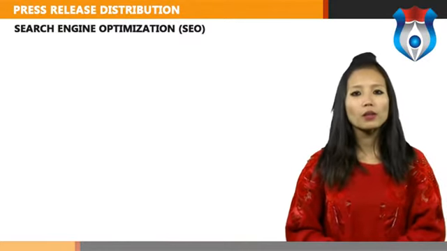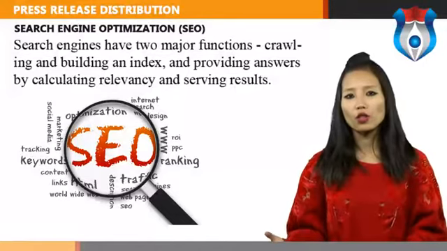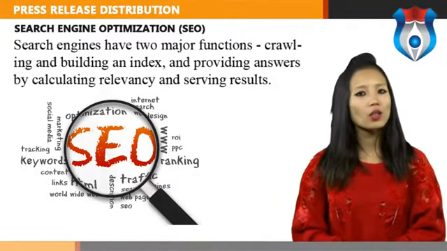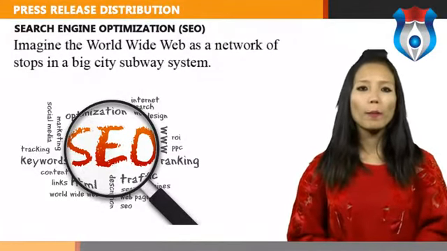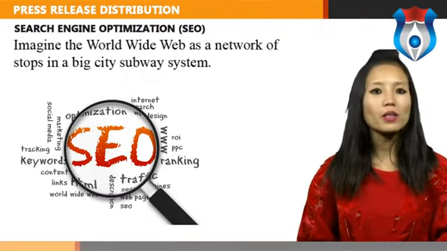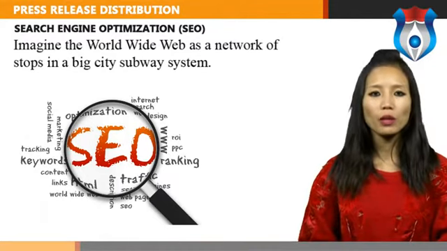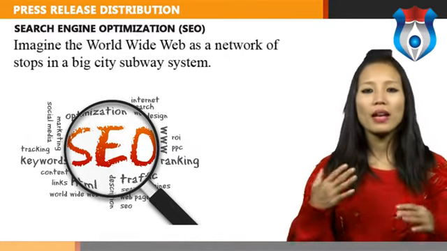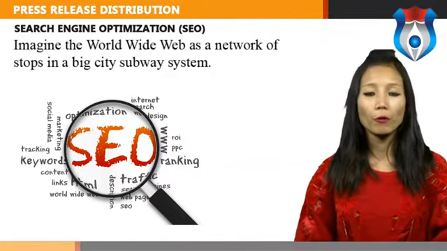Let us now talk about search engine optimization. Search engines have two major functions: crawling and building an index, and providing answers by calculating relevancy and serving results. Imagine the World Wide Web as a network of stops in a big city subway system. Each stop is its own unique document, usually a web page, but sometimes a PDF, JPG, or other file. The search engines need a way to crawl the entire city and find all the stops along the way, so they use the best path available: links.